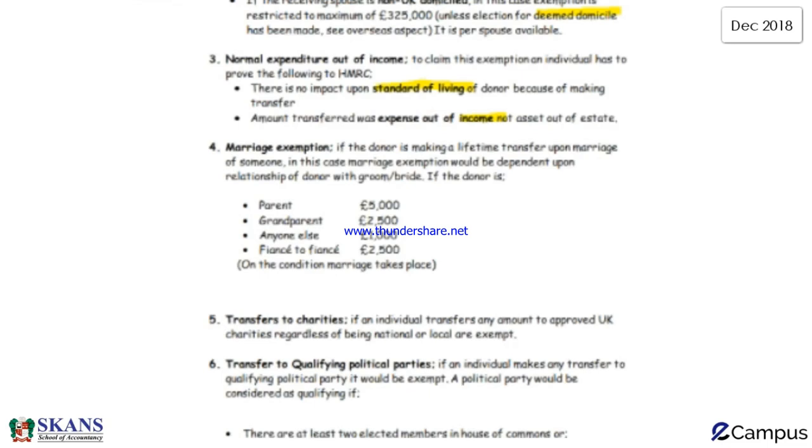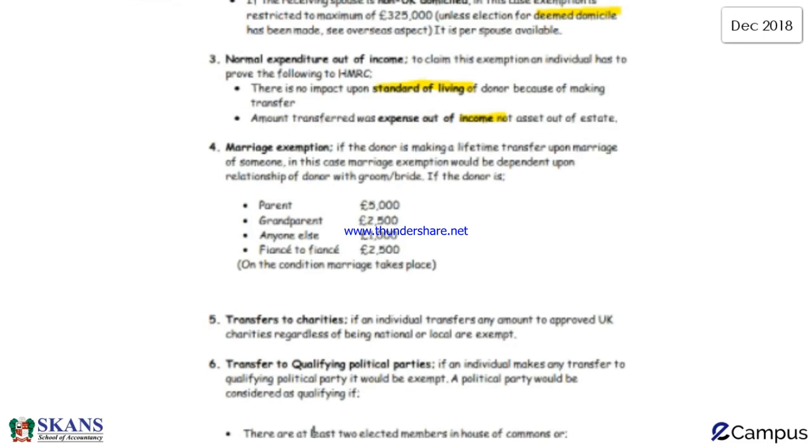£1,000, we may be able to successfully argue with HMRC that this transfer is merely an expense out of income rather than an asset out of the estate, and it does not have any impact upon the standard of living. And so, if this exemption applies, this transfer would be considered as an exempt transfer.